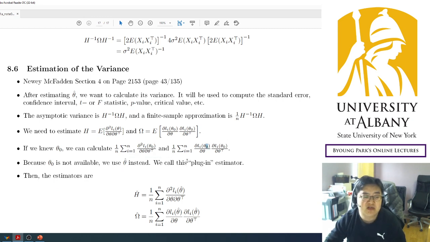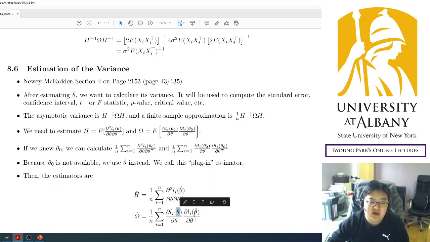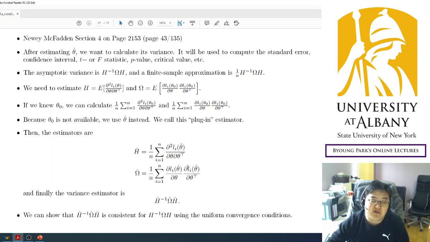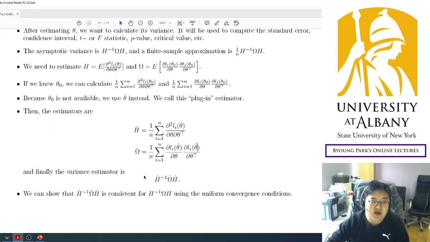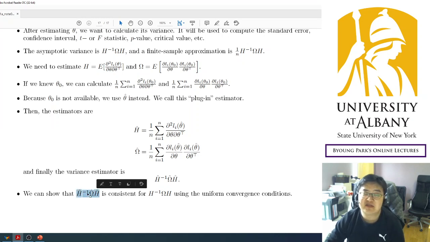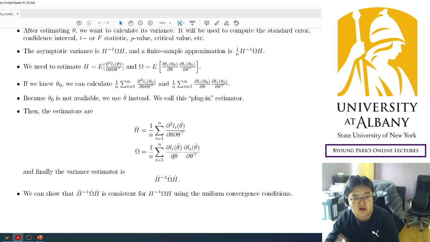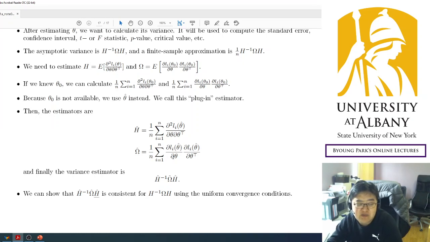We call this the plug-in estimator. Then you replace theta 0 with theta hat everywhere. And then you can calculate the asymptotic variance: H hat, omega hat, and calculate this. And then we can show that your variance estimator is a consistent estimator for the true asymptotic variance. So the variance can be estimated and needs to be estimated.